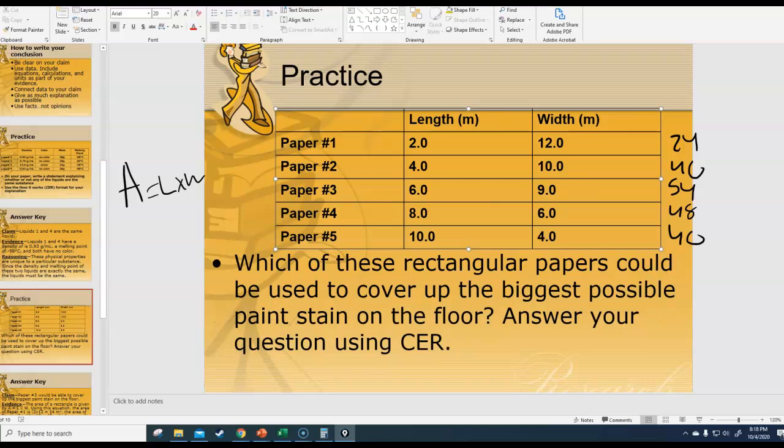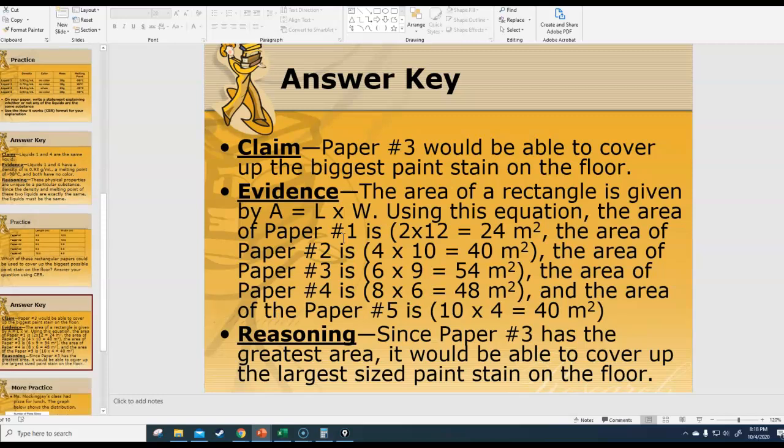So your answer for this question, if you answer correctly using claim, evidence, and reasoning, should look something like this. Okay, your claim: paper 3 would be able to cover up the biggest paint stain on the floor. Notice how that is a complete sentence. My claim is not "paper number 3." My claim is paper number 3 would be able to cover up the biggest paint stain on the floor, because that's what I'm asked to answer in the question. Okay, so make sure you answer in complete, coherent sentences.